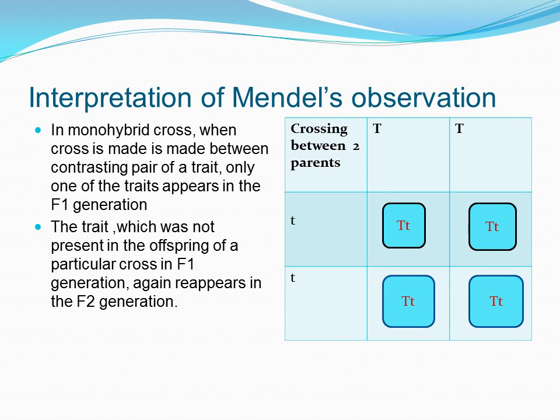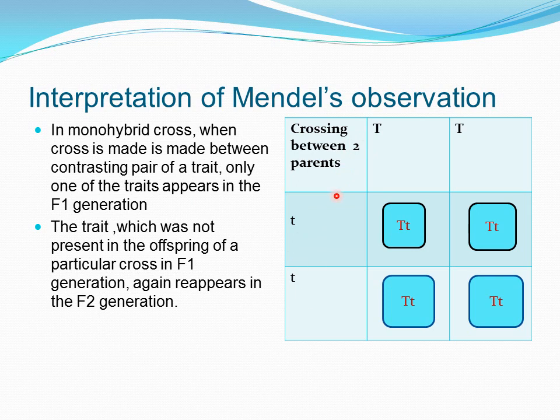Here comes the interpretation of Mendel's observation. After two crosses, monohybrid and dihybrid, what did he interpret? Let us see here in this Punnett square. When we have taken a monohybrid cross, the cross is made between a contrasting pair of one trait, so this is only tall plant and this is only dwarf or short plant. So what is happening after crossing?